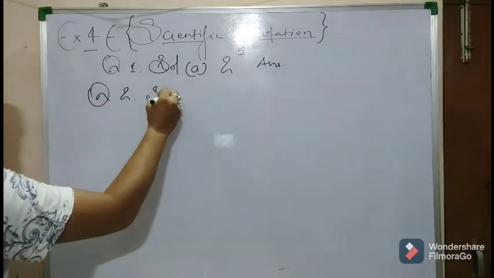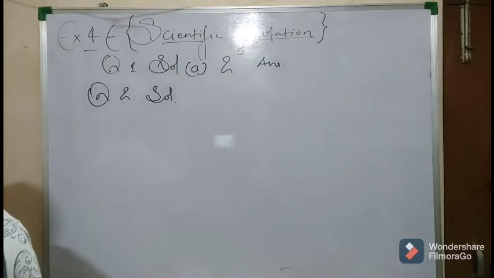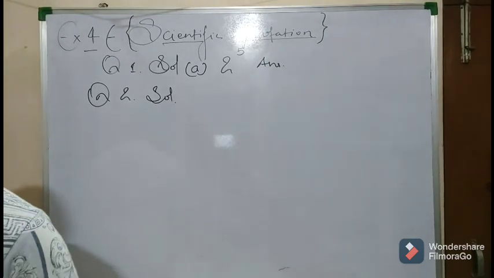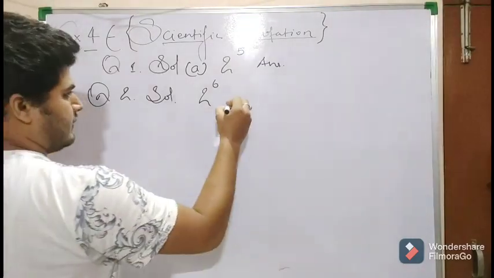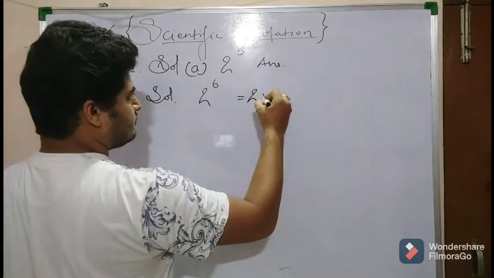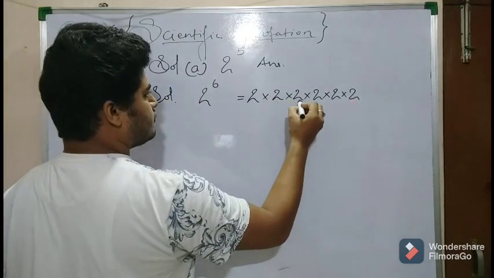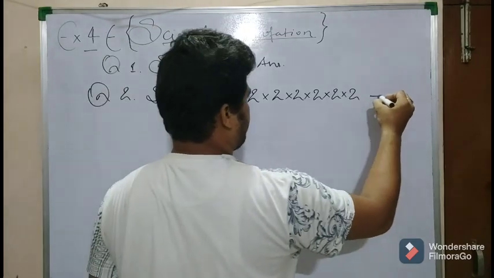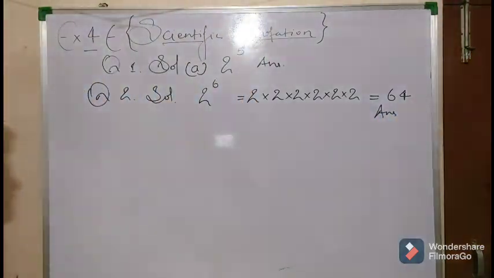Let's see question number 2. The question says that a certificate of pedigree lists a dog's parents, grandparents and so on. The power 2 raised to the power 6 describes the number of great grandparents a dog has. How many is this? So 2 raised to the power 6 is equal to how much? 2 into 2 into 2, 6 times. So 2 2s are 4, 4 2s are 8, 16, 32, 64. So 64 great grandparents the dog has.